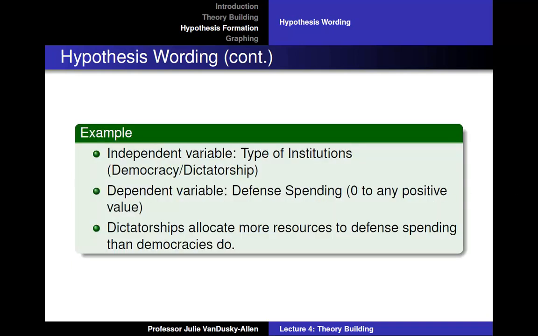Here is a good example of how we can apply the more than / less than template. The independent variable type of institutions is dichotomous because it only has two categories, democracy and dictatorship. And the dependent variable defense spending is continuous because it can take on any value between 0 and a positive value. In this example, we could use the template to write the following hypothesis. Dictatorships allocate more resources to defense spending than democracies. Note that in this example, our hypothesis includes information about how variations in the independent variable, dictatorship/democracy, lead to variations in the dependent variable, more spending versus less for democracies.